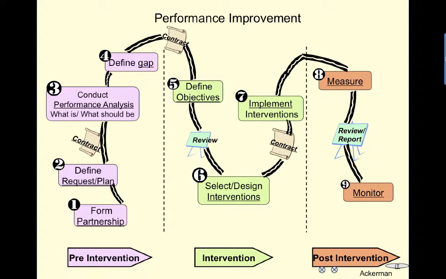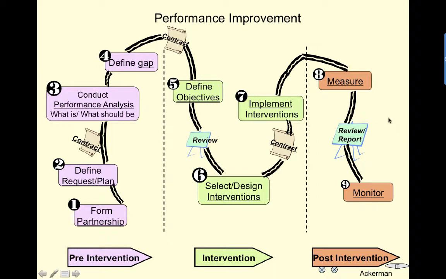So how are you going to fix or resolve the request, the original problem? Is it going to be training or non-training based interventions? Once you have your interventions selected, you're going to move into the next contract phase, which is implementing your interventions. So if it's training, you're going to actually conduct the training or implement the new help documentation or non-trainable interventions.